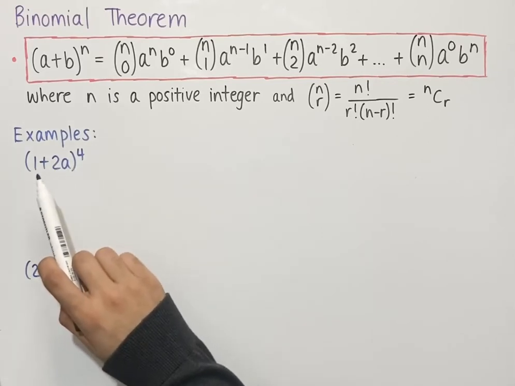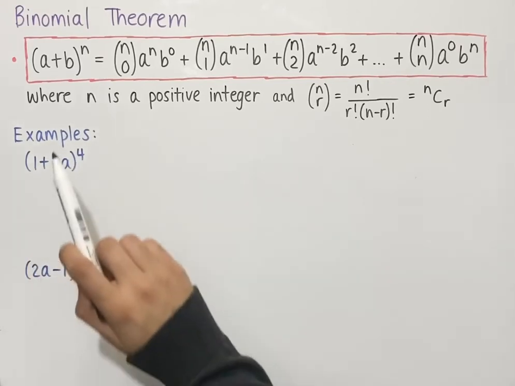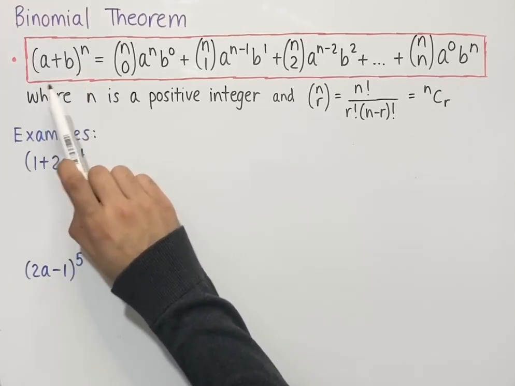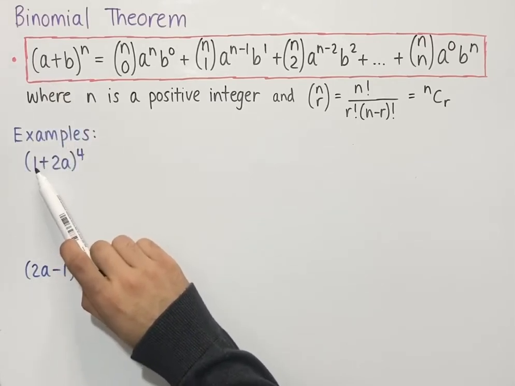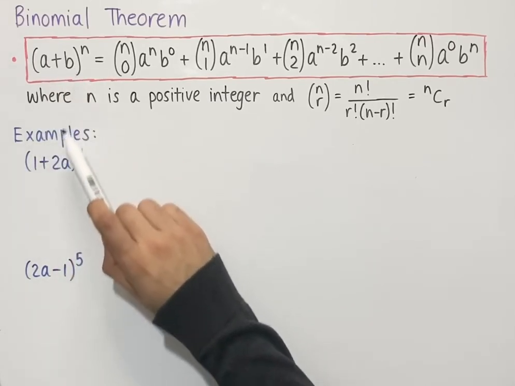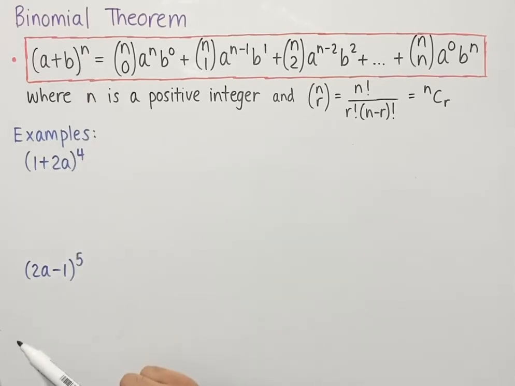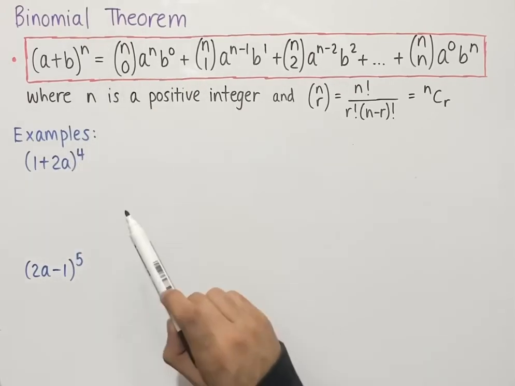First example is to expand (1 plus 2a) all to the power of 4. Comparing this with the binomial theorem and the brackets on the left, our a is the same as 1, our b is the same as 2a, and our n is the same as 4. So we're now going to substitute these into the binomial theorem to expand this out.